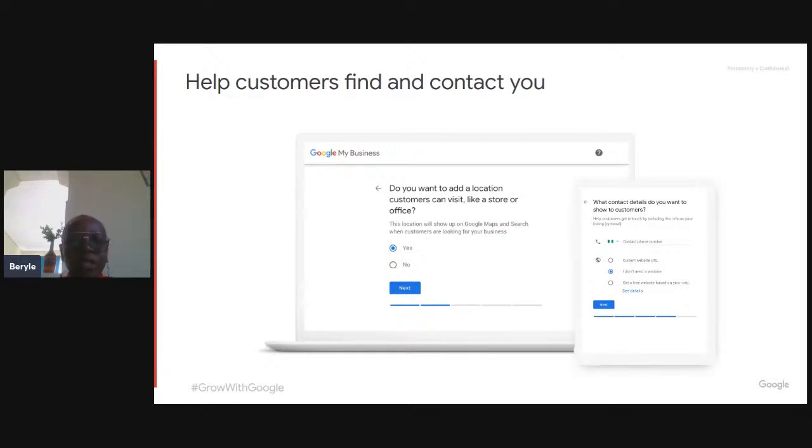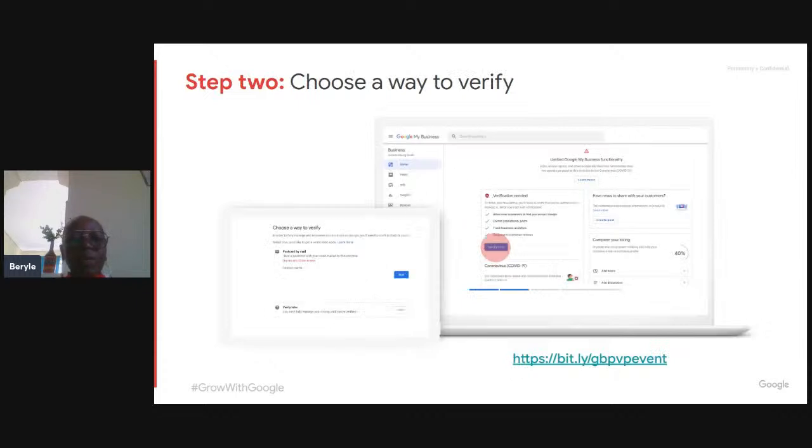Do you want to add a location customers can visit, like a store or office? If you have a physical location, you can input it. It helps your customers to know where you're located. If you don't have a physical location, you can also include your residence address. It's not a must to have a physical store. Then choose a way to verify. There are very many ways, because when Google is verifying your business, they will send you a link to try and click on.